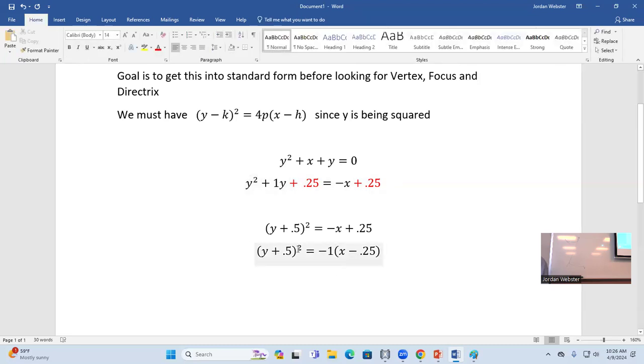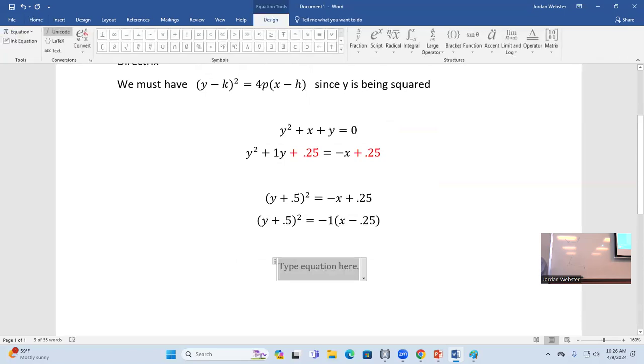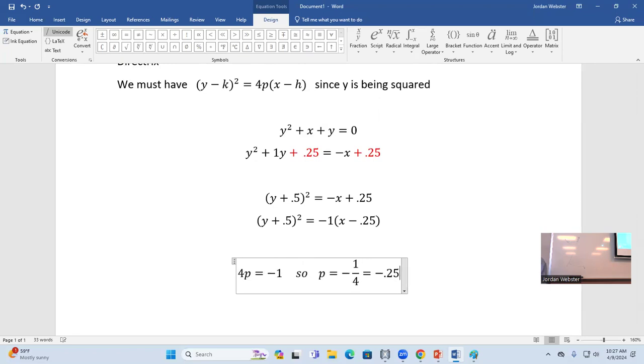Now that I have my standard version of the equation, I can just read off a few things. Before I do that, I just want to be very, very clear. 4p in this version is -1. So that means the p there is -1/4 or -0.25, however I want to say it.